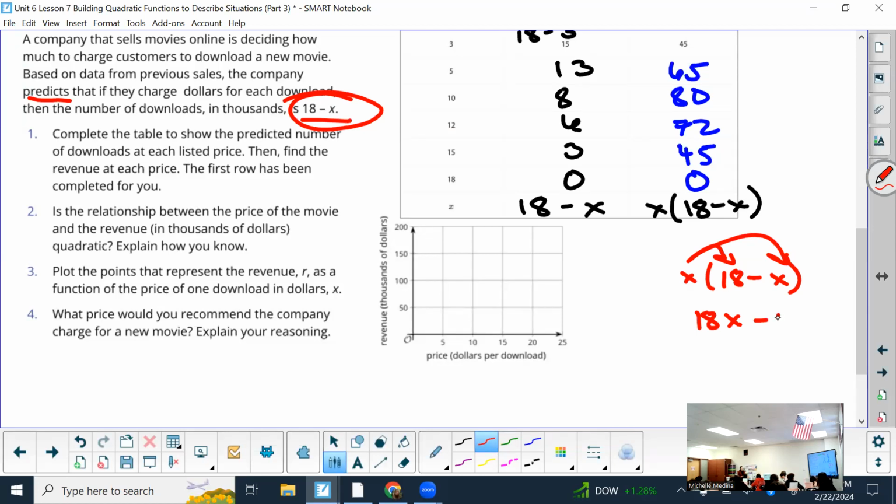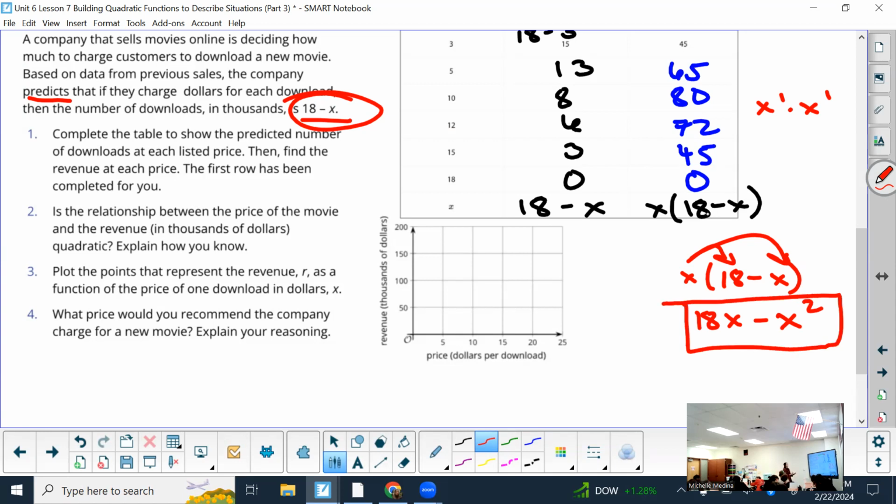Not 2x. Not just x. Not 0. Think of your exponent rules. Add x to the first times x to the first. That's x squared. And now it looks a bit more like our quadratic function, by the way.